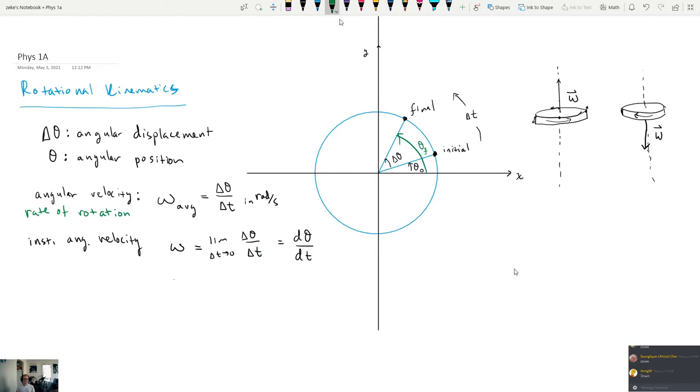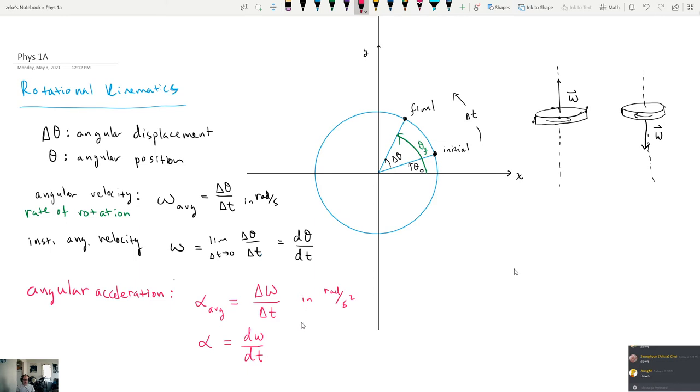Okay. The next thing defined is angular acceleration. So if an object is not only rotating, but it's also speeding up as it rotates or slowing down as it rotates, then it's going to have some angular acceleration. We use the symbol alpha, and we can say that alpha average is going to be equal to the rate of change, so the change in the angular speed divided by the time interval. And this is going to be measured in almost always radians per second squared. And in the same exact way, we can define the instantaneous angular acceleration to be equal to the derivative.